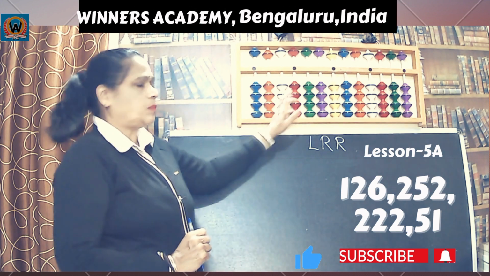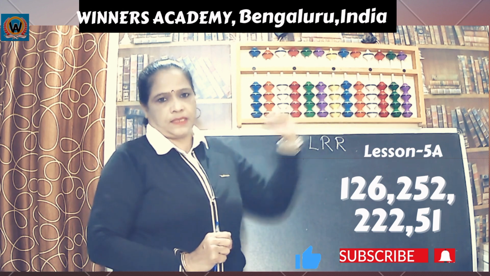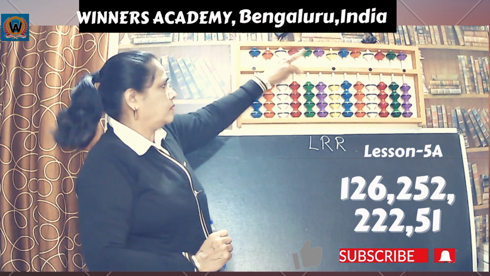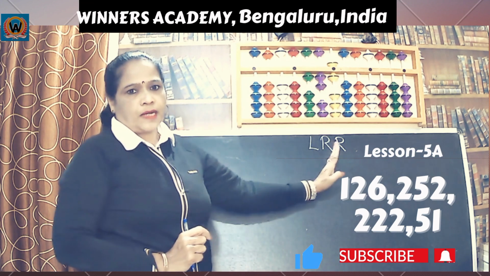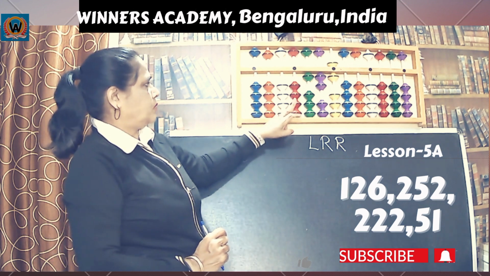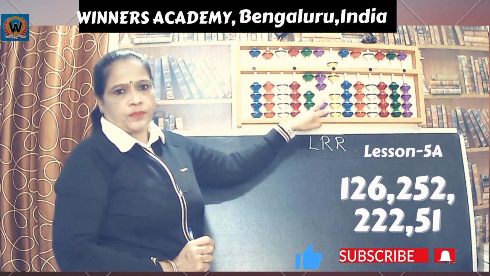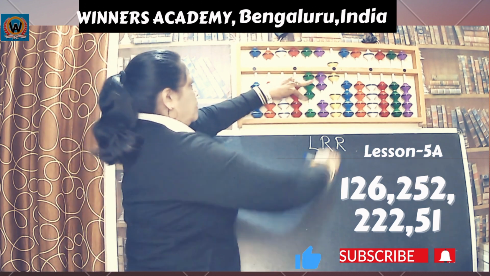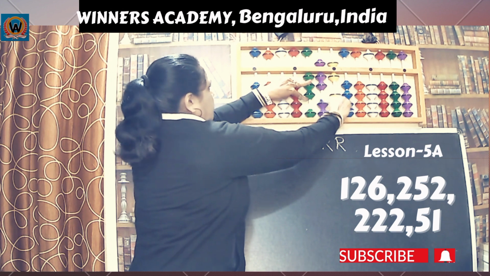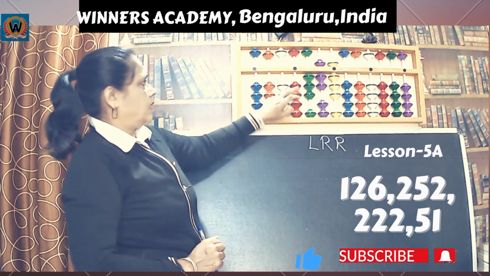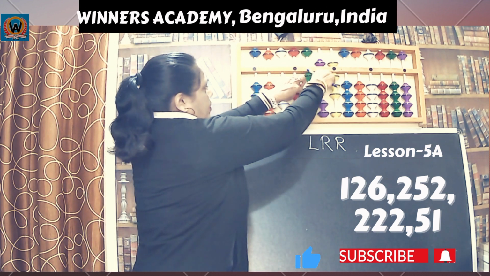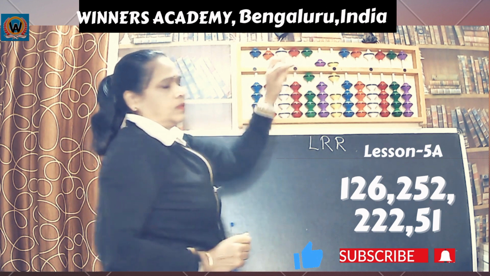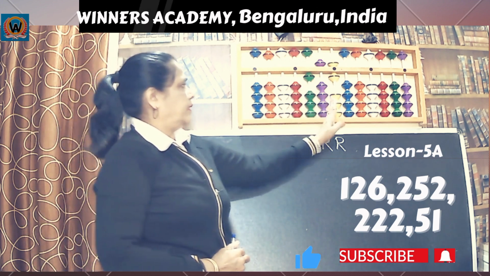Let us see some of the numbers, how to represent them by using all the 3 houses. Suppose the number is 126. 100 in the left hand, 20 in the right hand, 6 also in the right hand. Left, right, right. Suppose you want to add 252. 200 in the left hand, 50 in the right hand, and 2 also in the right hand. If you want to less some number, less 222. 200 in the left hand, 20 in the right hand, 2 also in the right hand. Left hand, right hand, right hand.